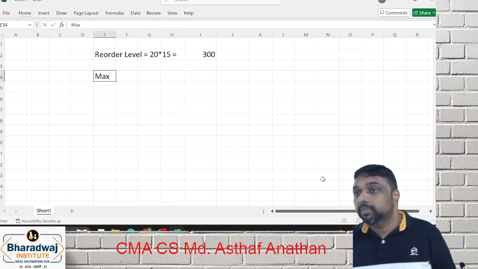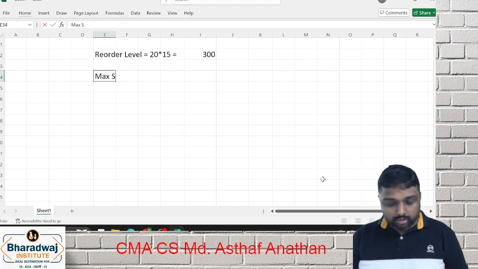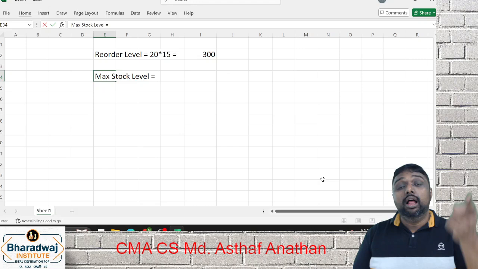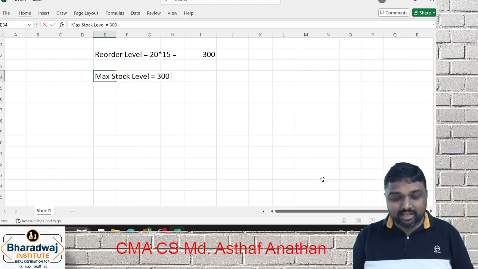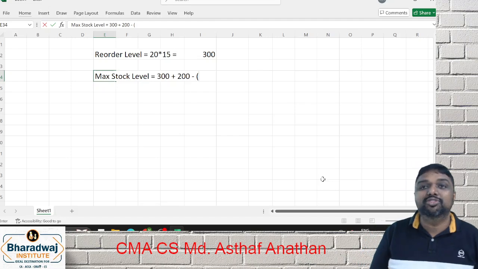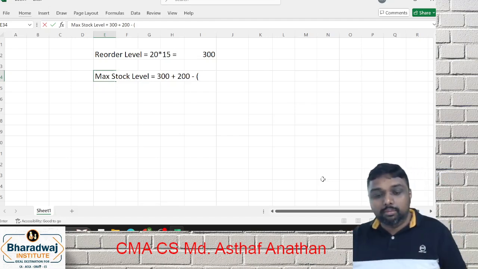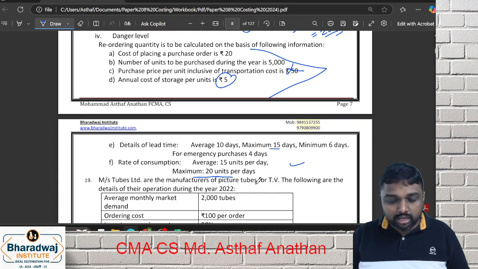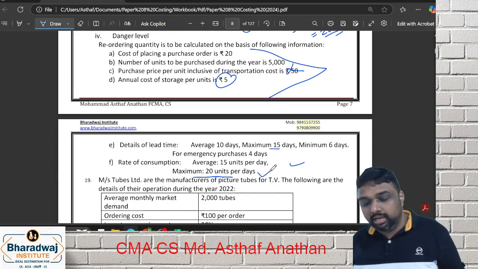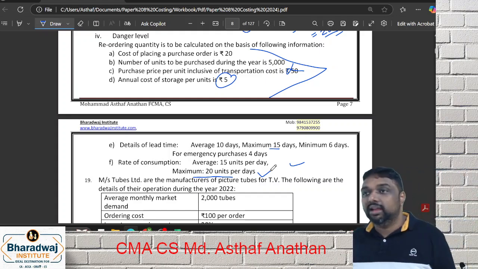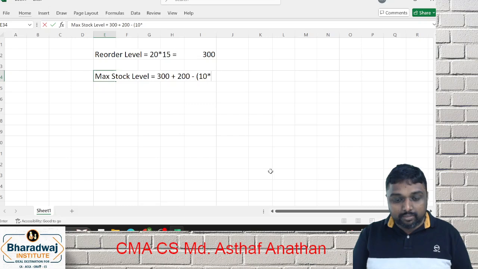What is the next item? Maximum stock level, correct? If they are asking the formula: reorder level, which is 300, plus reorder quantity, which we just found out as EOQ, which is 200, minus minimum consumption into minimum lead time. What is the minimum consumption? Minimum consumption they have not given. We have to find out. If maximum is 20, average is 50, minimum will be 10. Reverse way we can get 10. So this is how some items may not be given.